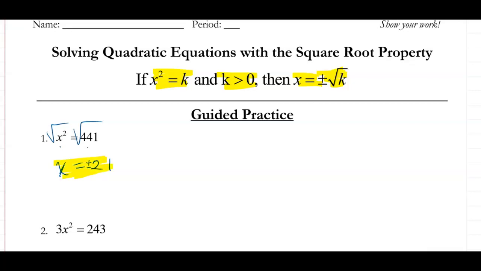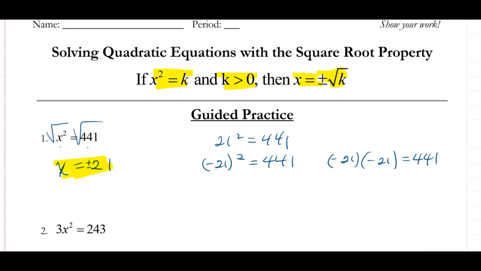Okay, so we have our answer here. x is plus or minus 21. Now, why is it minus 21 also? Well, we know 21 squared is clearly 441. You could check that out in your calculator, but we also know that when you square a negative number, it's also going to be the same 441, because a negative times a negative is a positive. That's why there are two answers to these problems.